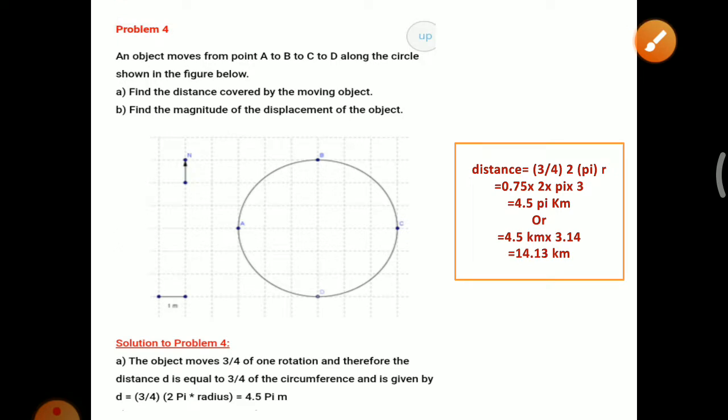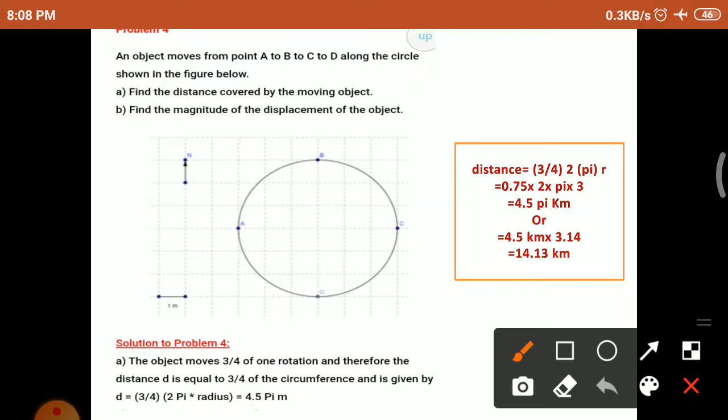The fourth numerical problem. An object moves from A to B, then B to C, then C to D along the circle. Find the distance, displacement, magnitude. So here the object covers 3 by 4th of the circle. So we can take 3 by 4 into 2 pi r. If you divide 3 by 4, I got 0.75.